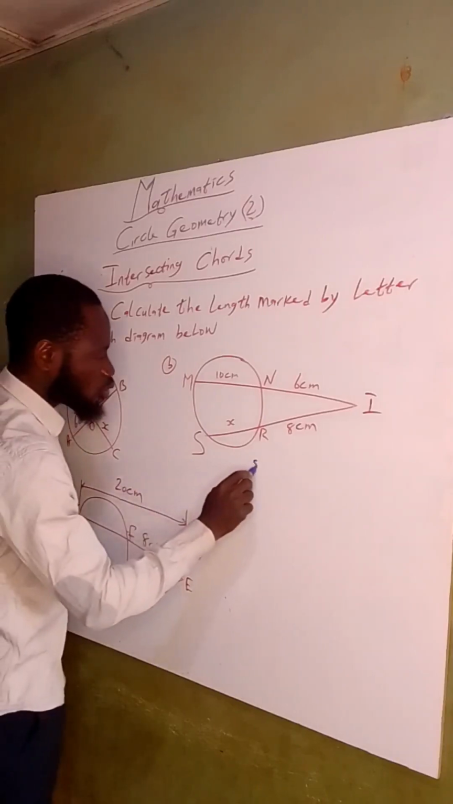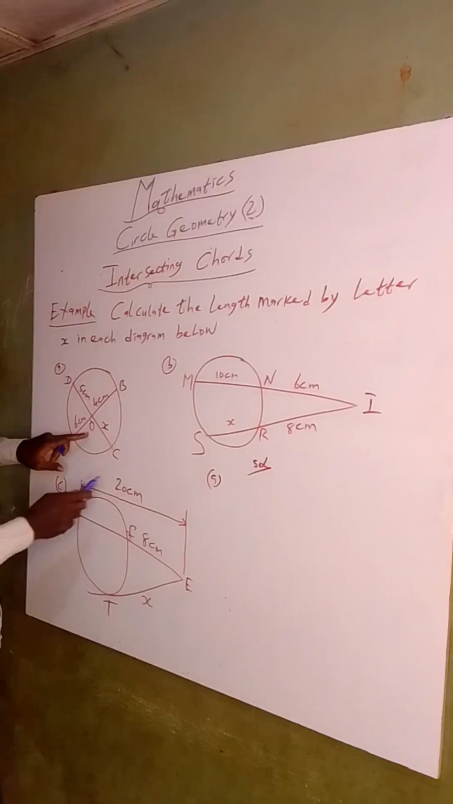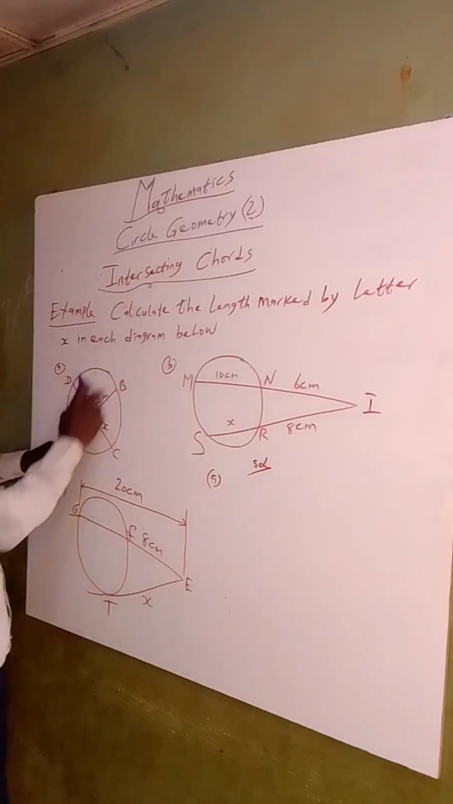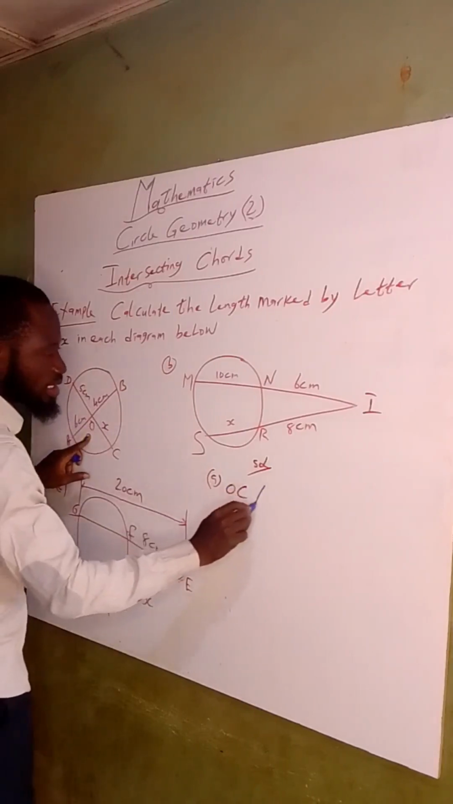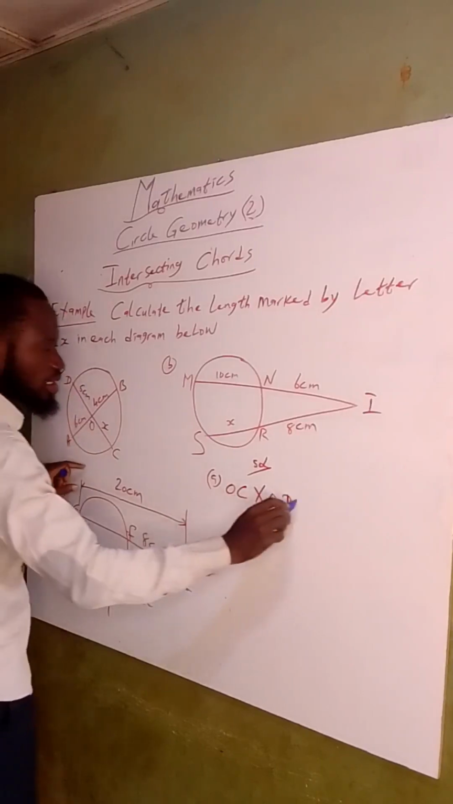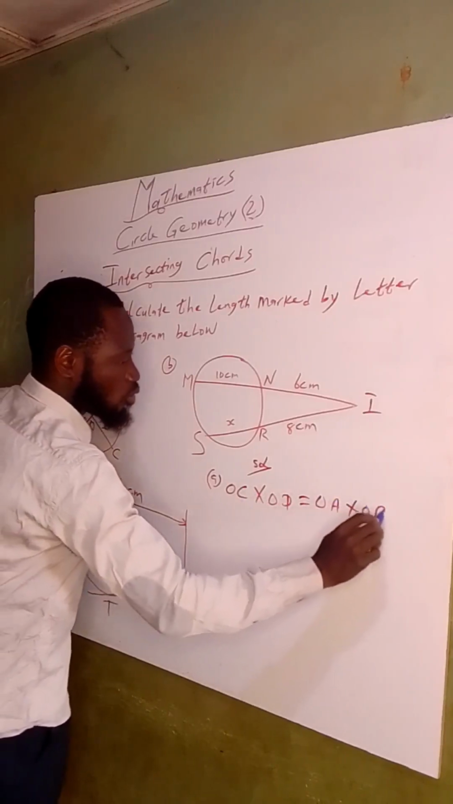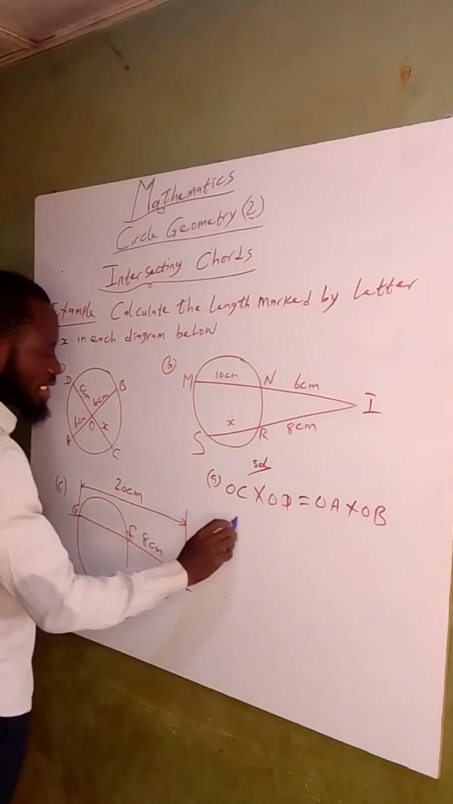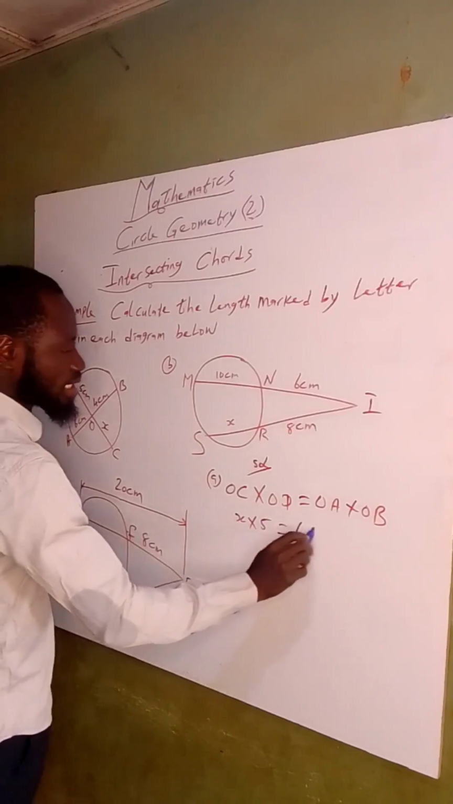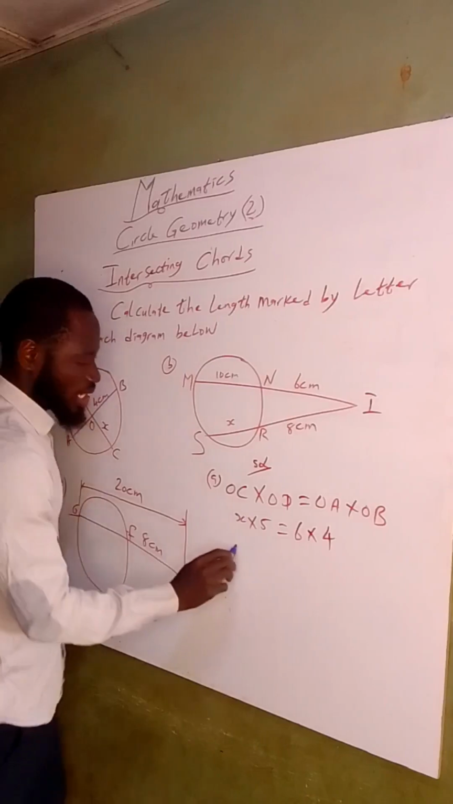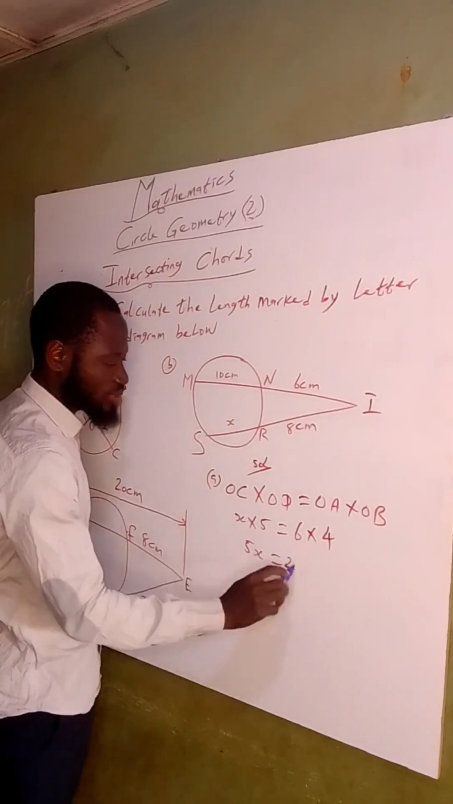If you want to solve the first one, diagram A, then from the theorem of intersecting chords, we say OC times OD is equal to OA times OB. That will give us OC, that is X, times OD, which is 5, equals OA, which is 6, times OB, which is 4. That gives us 5X equals 24. 4 times 6 is 24.